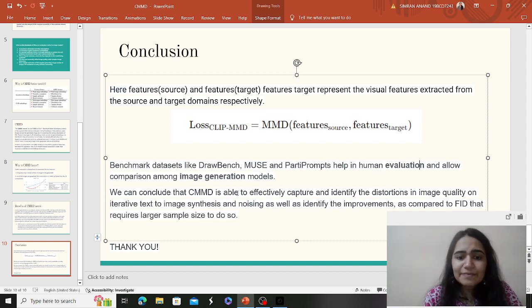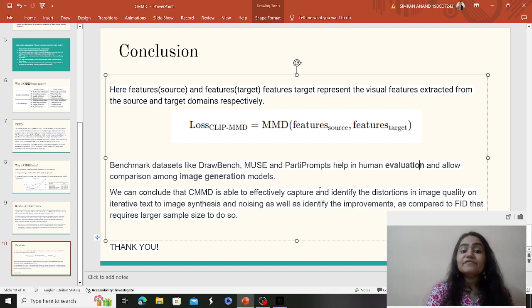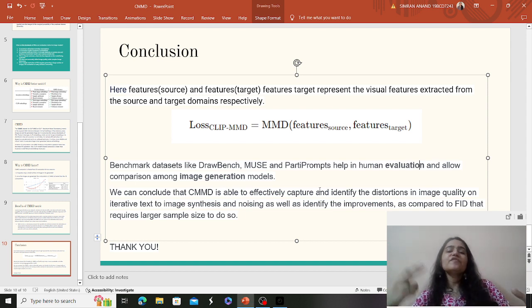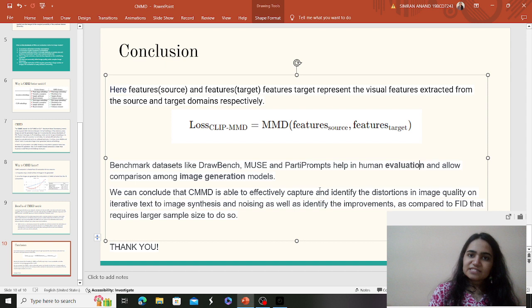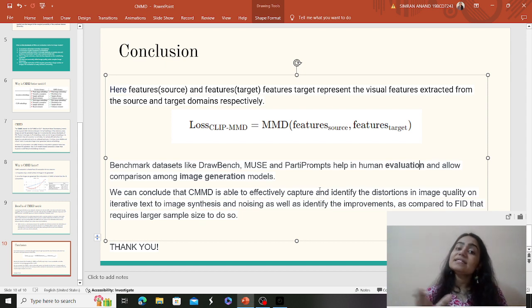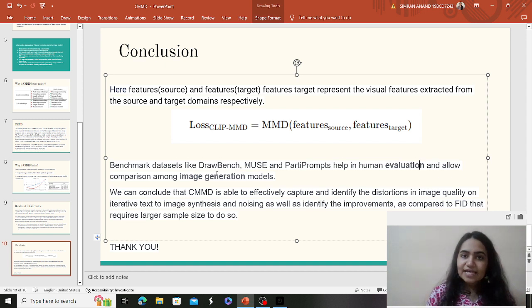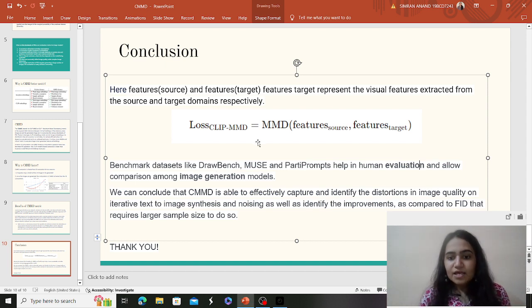We can conclude that CMMD, out of all we have discussed, is effectively able to capture and identify the distortions in image quality on iterative text-to-image synthesis. Iterative is if you keep on doing image synthesis by adding noise, and after adding noise iteratively, the image quality is degrading. That is easily identified by CMMD. CMMD is able to easily identify and tell you that the image quality is degrading, as well as identify the improvements, as compared to FID that requires a larger sample size to do so.